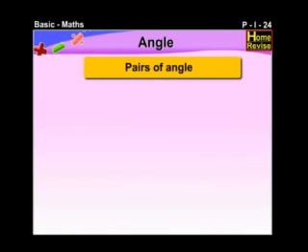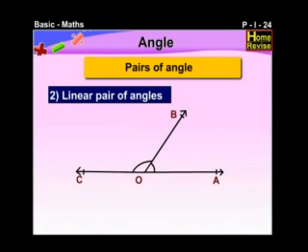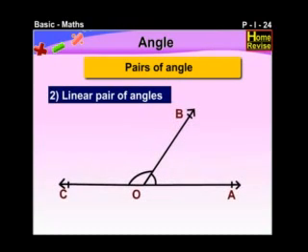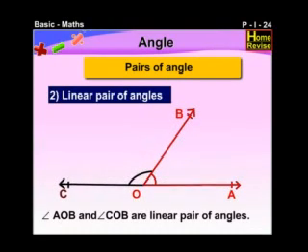Second pair, linear pair of angles. Two adjacent angles are said to form a linear pair of angles if their non-common sides form a pair of opposite rays. That means, look at the figure. Angle AOB and angle COB are a linear pair of angles.